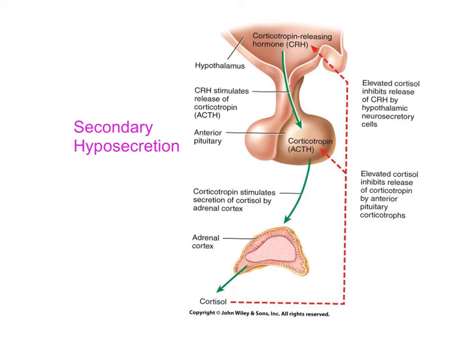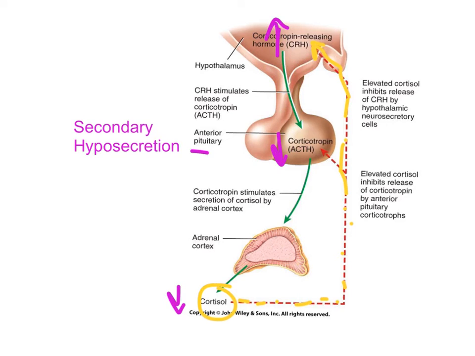Secondary hyposecretion at the level of the anterior pituitary is going to decrease levels of ACTH and therefore decrease levels of cortisol. Now we have to look at the effect of this decrease in cortisol levels on negative feedback. Because there's less cortisol, there is going to be less negative feedback at the level of the hypothalamus. So if we have decreased the level of negative feedback, in essence, what we're going to do is increase the levels of the releasing hormone.